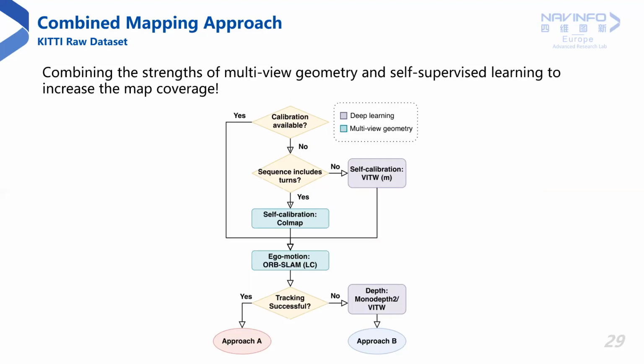For the 3D mapping, we first attempt ORB-SLAM-based egomotion estimation, which, if successful, outputs the traffic sign positions through approach A. However, if the SLAM trajectory tracking fails, monocular dense depth maps are computed to apply approach B for mapping the traffic sign positions.